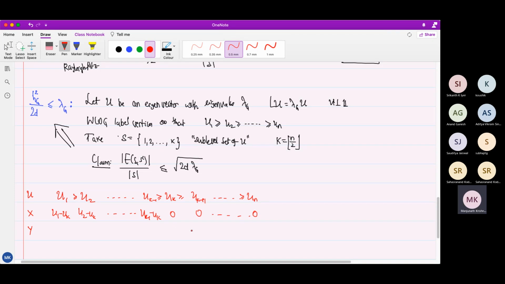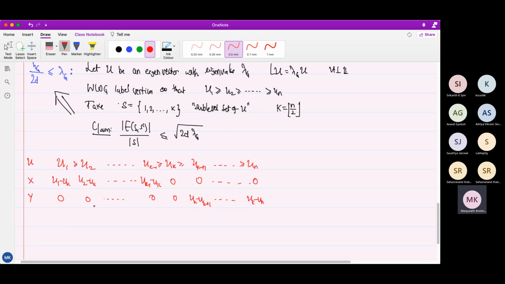Y will do the other way. It takes UK minus UK plus 1 up to UK minus UN, and you put zeros here. Okay, so this is what it is. If you want X plus Y, it is just U minus UK. So X plus Y is U shifted by UK. So that is one point. So U has been split into two parts: a shift of U has been split into two parts.